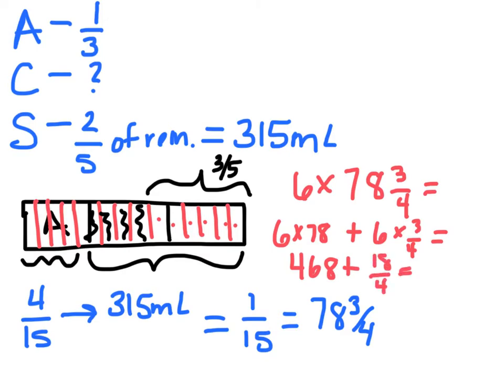Hold on, we need just a little bit more space here. 18/4 can be rewritten as 4.5. So this becomes 472.5. So the quantity of carrot juice is 472.5 milliliters. Okay, now let's solve this same problem without using the bar model, just using the mathematical thinking.